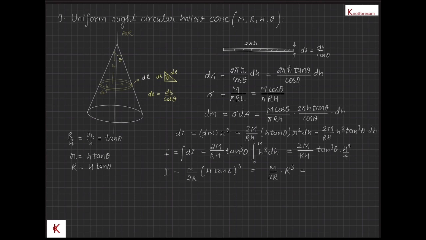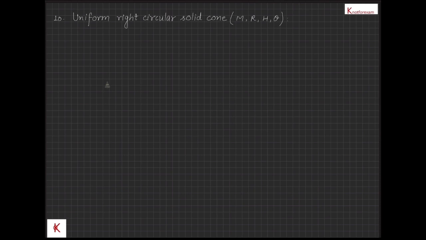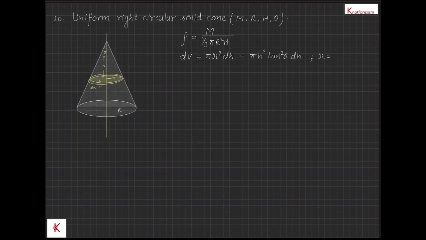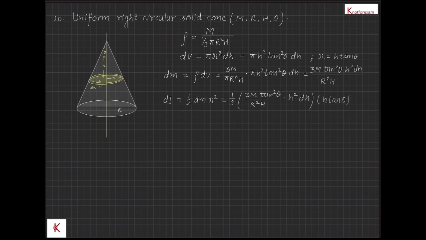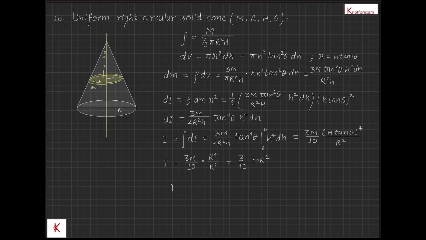Moment of inertia of a uniform right circular solid cone of mass m, radius r, height h, and half cone angle theta about its axis. Take a differential part of the cone as a disc at a distance h from the vertex having thickness dh, and the radius of the disc will be h tan θ, and integrating the contribution dI of this disc, we get the total moment of inertia, which comes out to be 3/10 mr², which only depends on the total mass and radius of the base.